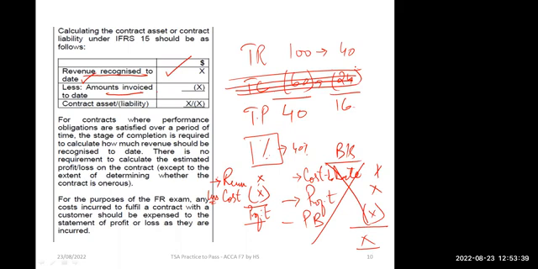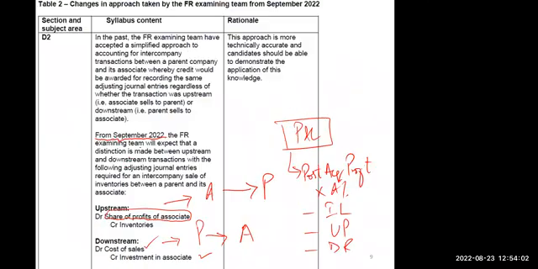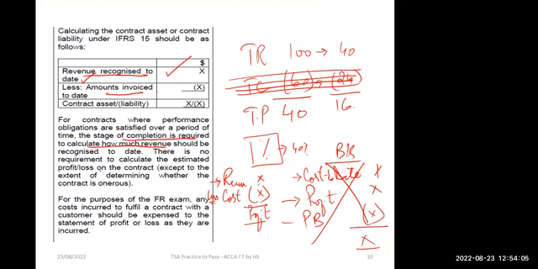Okay, I am reading the paragraph. For contracts where the performance obligation is satisfied over a period of time, the stage of completion is required to calculate how much revenue should be recognized today. So the percentage calculation is only required for the revenue. There is no requirement to calculate the estimated profit or loss on the contract, except to the extent of determining whether the contract is onerous. Onerous means a loss-making contract. So when there is a loss, we recognize the full loss in first year.